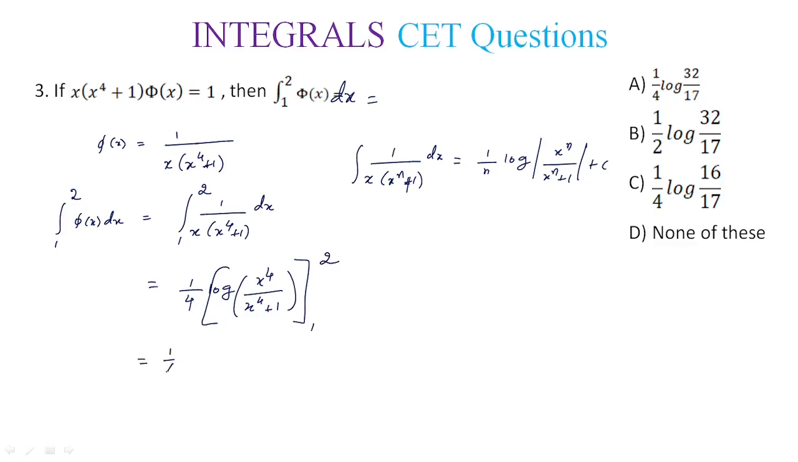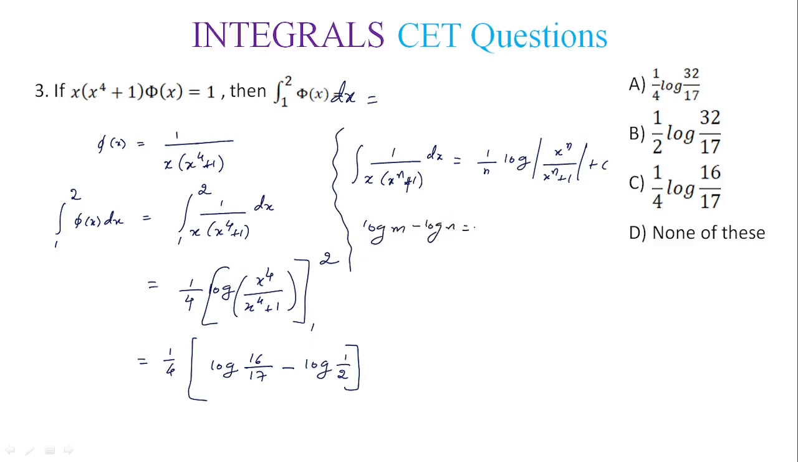1 by 4 is completely outside, let it be. Now substituting the upper limit, log of 2 raised to 4, 16, divided by 16 plus 1, 17, minus, substituting the lower limit, log of 1 upon 1 plus 1, that is 2. Okay, it is in the form of log m minus log n. What is that? We know the formula: log m minus log n is equal to log of m by n.